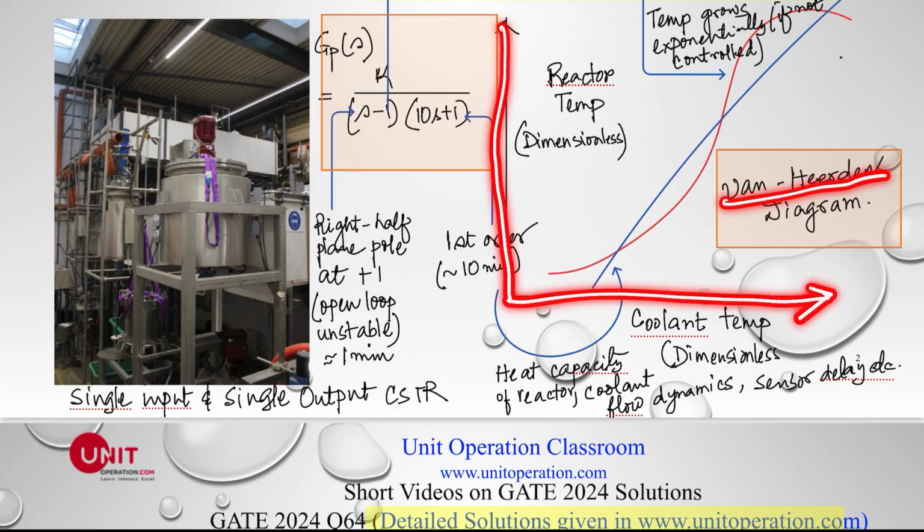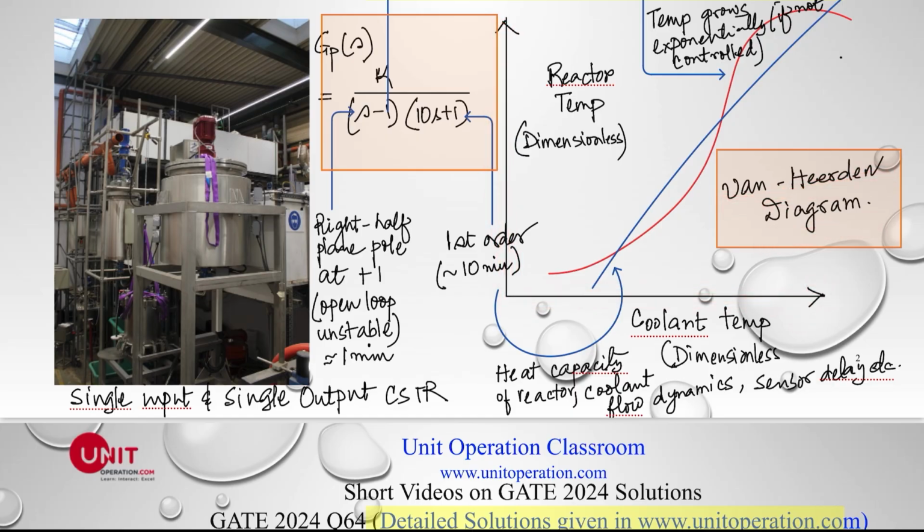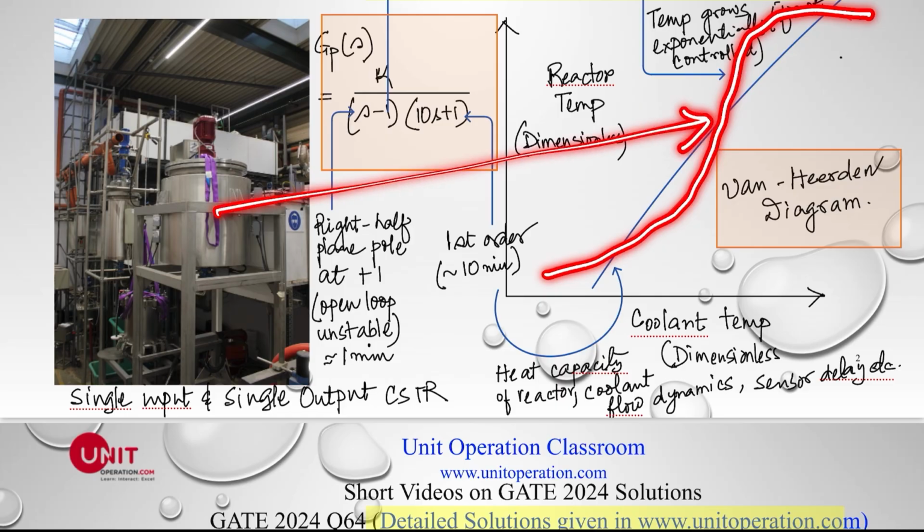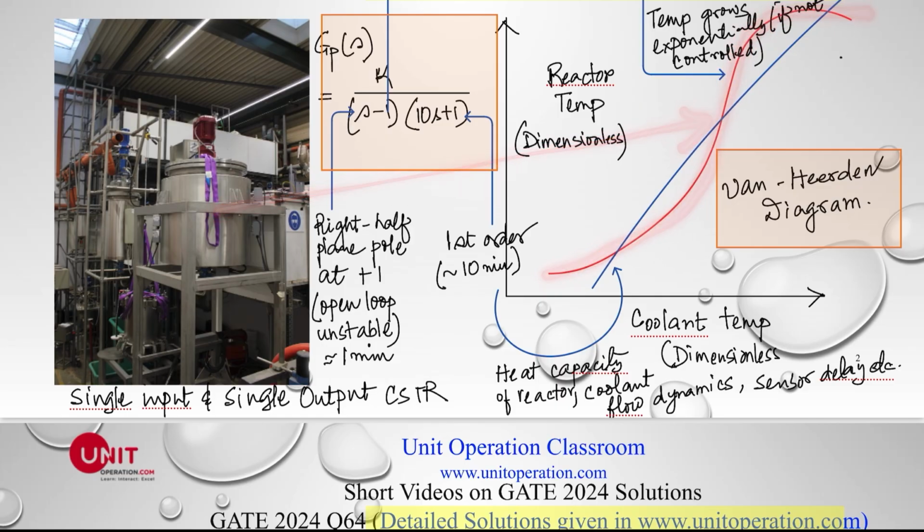Let's look at the Van Heerden diagram, which is a very standard diagram for an exothermic reaction in a CSTR. I'm not going into a detailed discussion of the Van Heerden diagram. This, of course, is the rate of heat generation inside the reactor, and you can see there's an exponential rise. That's because we have the Arrhenius factor, an exponential term, and this is where the reactant just levels out. That's why it levels out here.